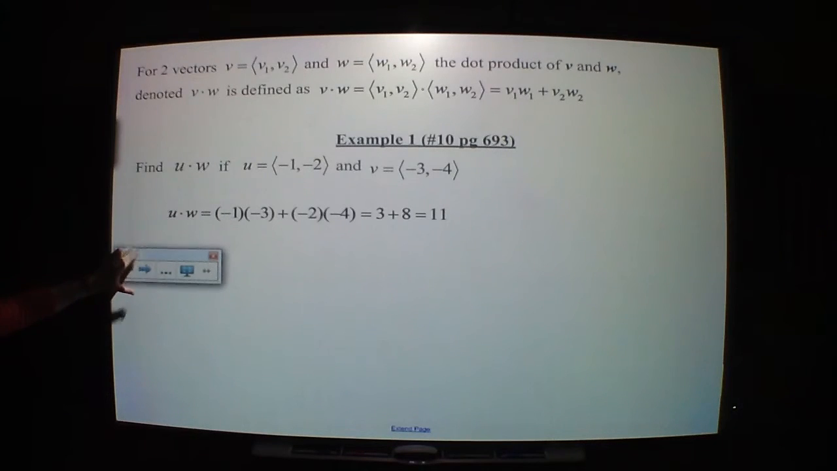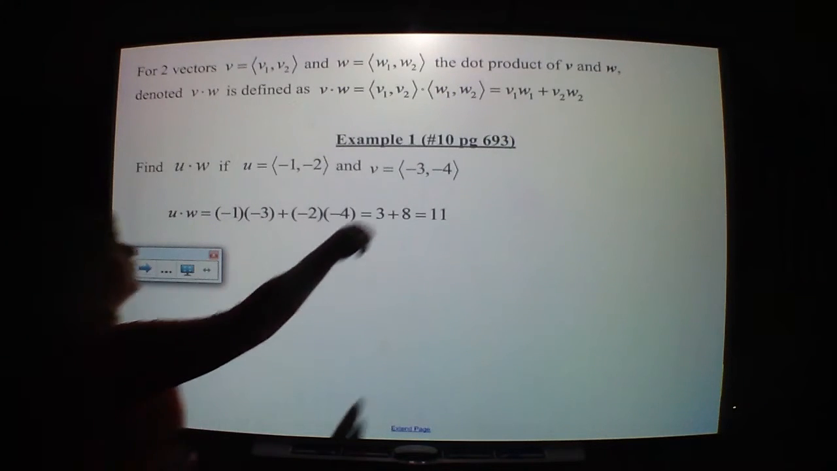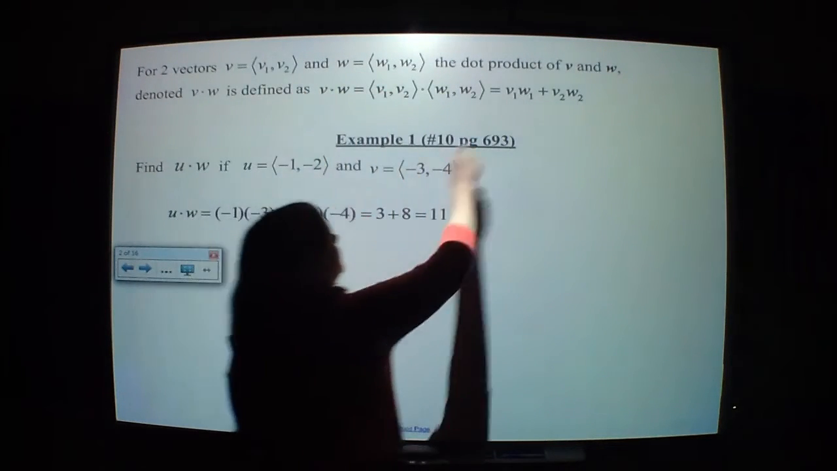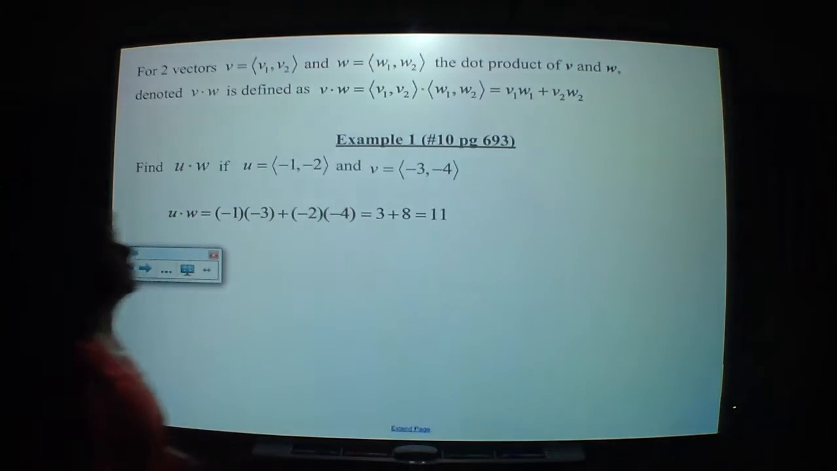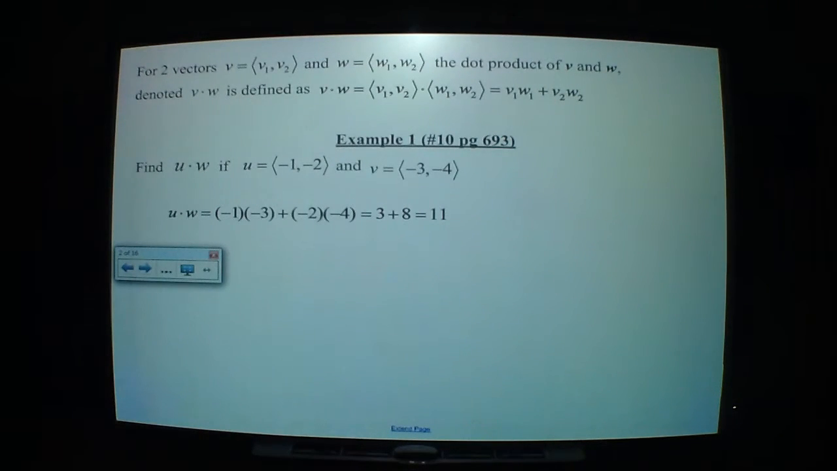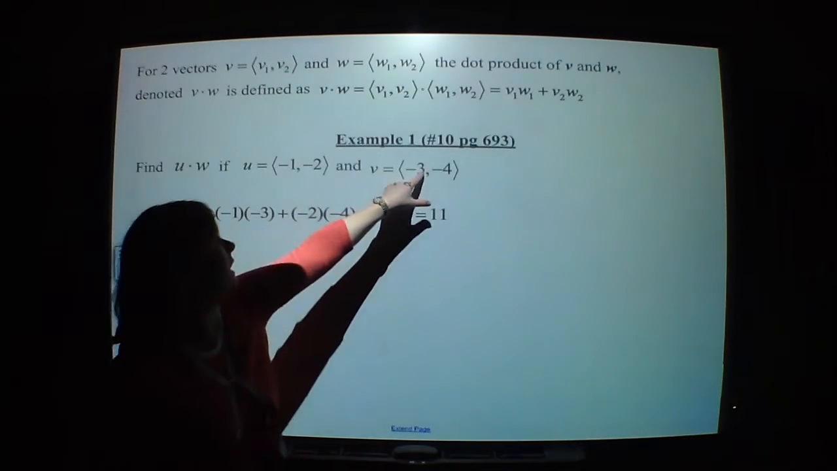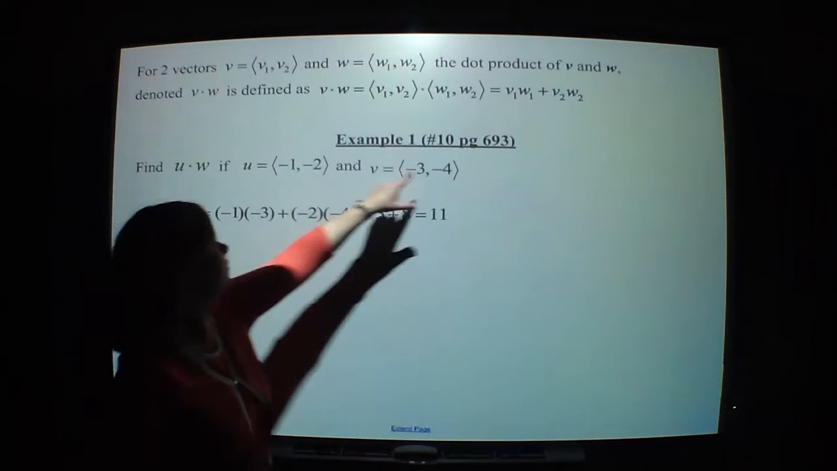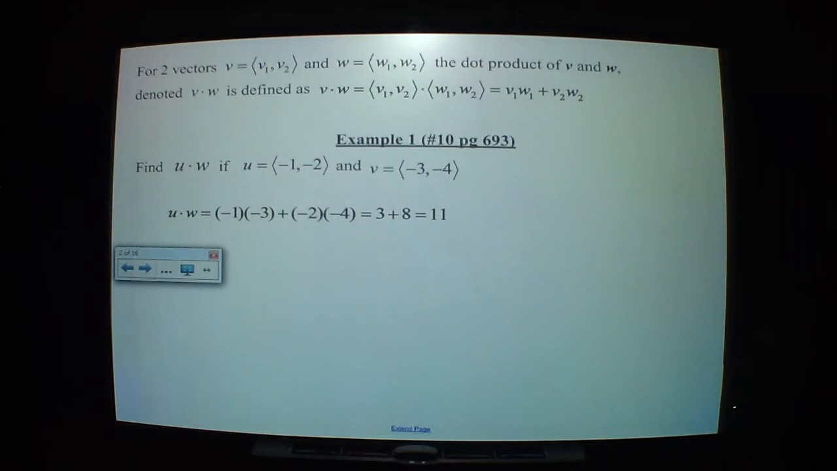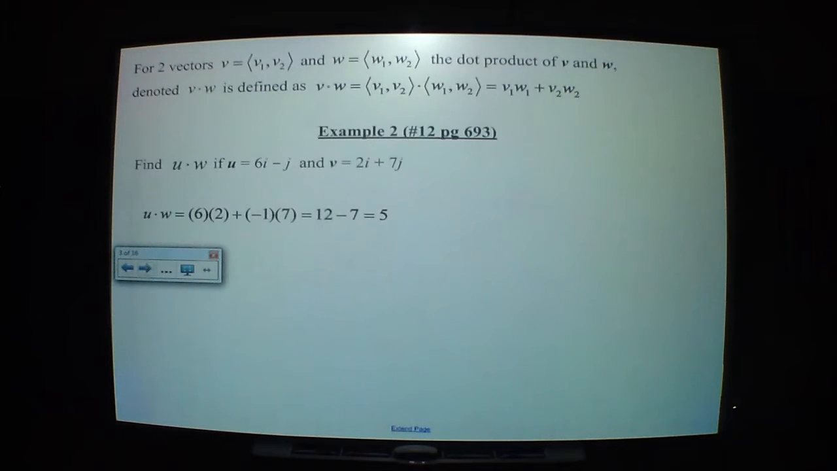For two vectors, v sub 1, comma v sub 2, and w sub 1, comma w sub 2, the dot product is defined as you take the first coordinates of your vectors and multiply them, plus the second coordinates of your vectors and multiply them, and then take the sum. So if I want to find the dot product of these two, I take -1 times -3 plus -2 times -4. So 3 plus 8 is 11. You're done.